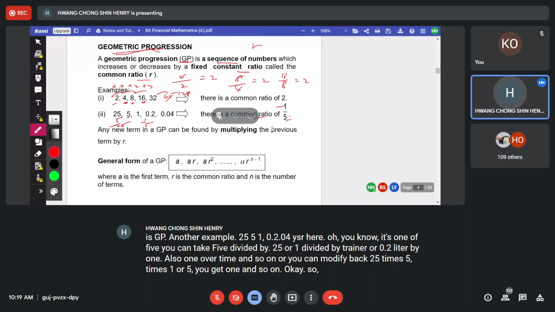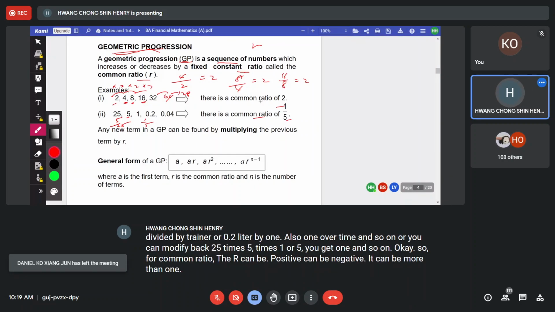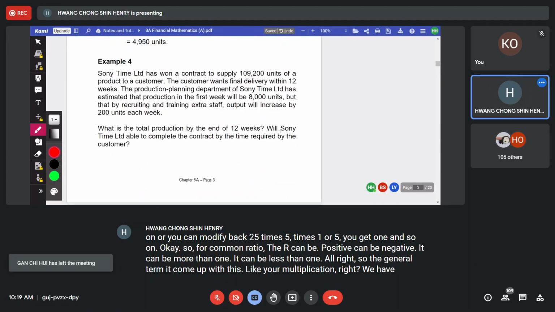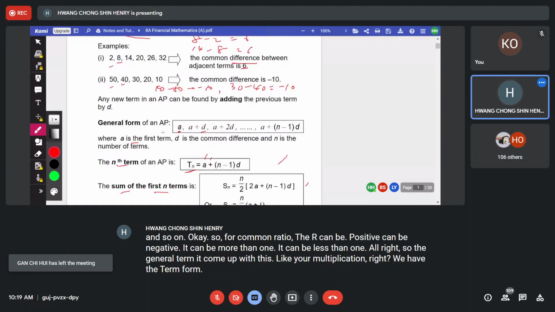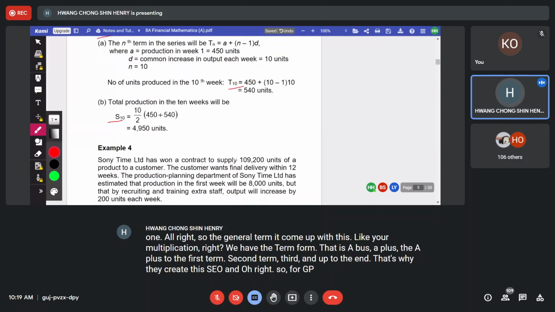So for common ratio, the R can be positive, can be negative. It can be more than 1, it can be less than 1. Alright, so the general term, we come up with this, like your arithmetic progression, right? We have the term form like this: A, A plus D, A plus 2D, first term, second term, third term, and up to the nth term. That's why they create this as your Tn term. Right? So for GP also, we have a form.